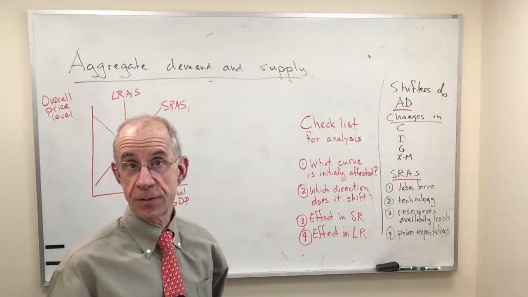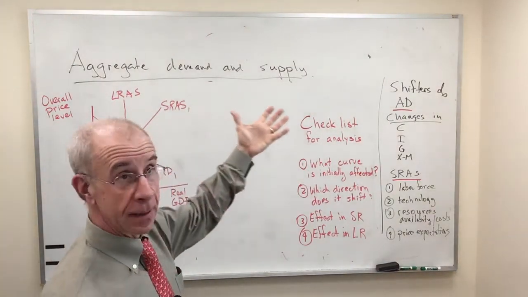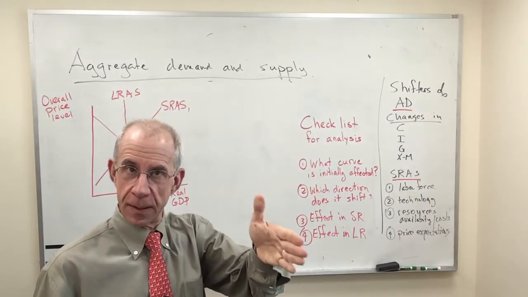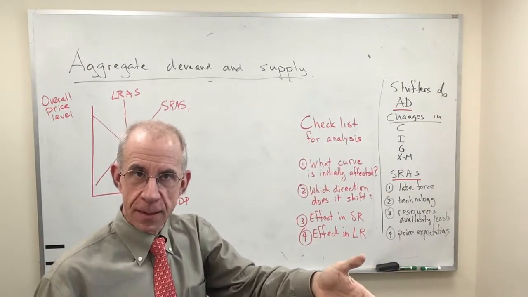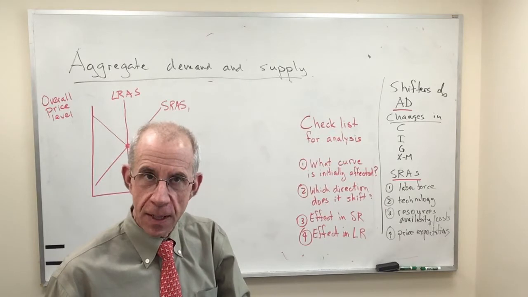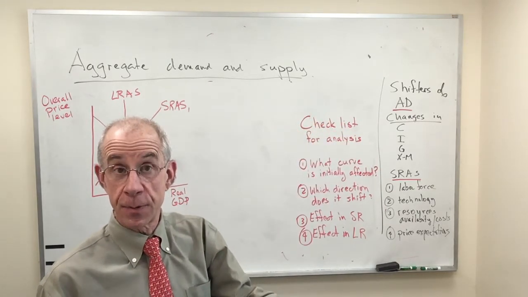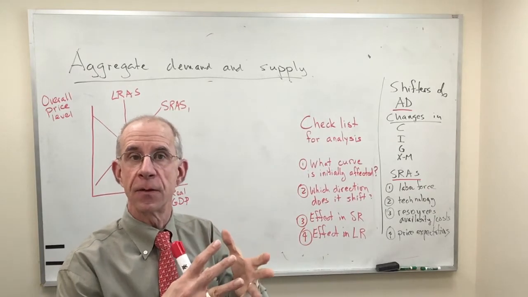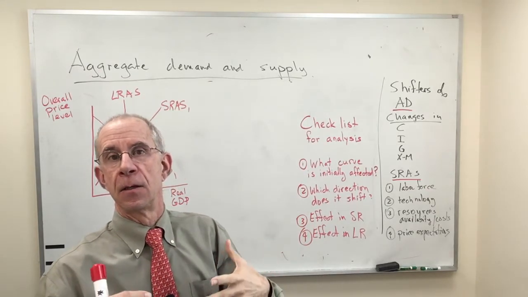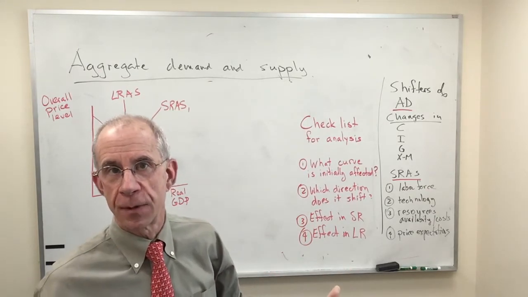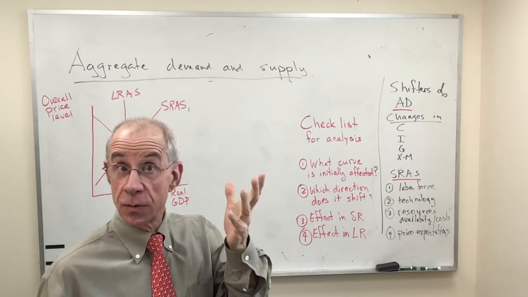We built up this apparatus of the aggregate demand and aggregate supply curve bit by bit, looking at the aggregate demand separately, the long-run aggregate supply separately, the short-run aggregate supply separately. Now let's put them all together and look at macroeconomic fluctuations using this setup.